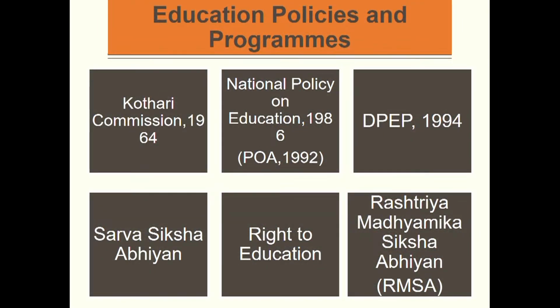But we should thank the Government of India that there are many schemes and programs that have come up, like the Kothari Commission in 1964, the National Policy in 1986, then the District Primary Education Program in 1994. Now we have Samagra Shiksha Abhiyan, in which Sarva Shiksha Abhiyan and Rashtriya Madhyamik Shiksha Abhiyan have also been integrated. We also have the Right to Education, which says that every child should go to school and should be given the right to education.